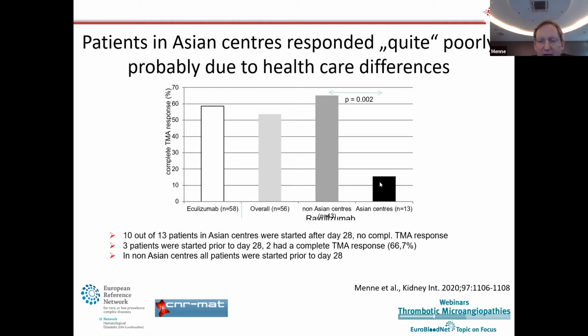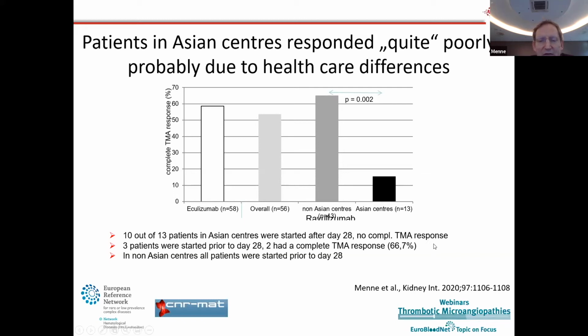In Asia, they are not so familiar with the diagnosis of aHUS, and they do not have so much experience with treating. So it took them very long to make the diagnosis and to make a decision to treat. Actually, the majority of their patients, 10 out of 13, were only started after 28 days of aHUS already. And I've told you before that early treatment is important. So you shouldn't wait too long.